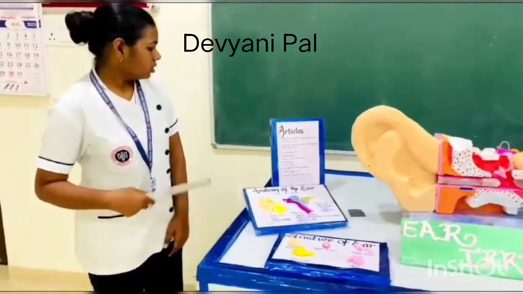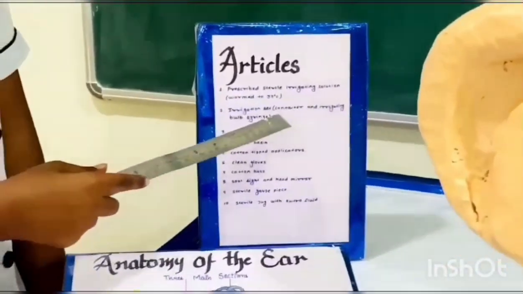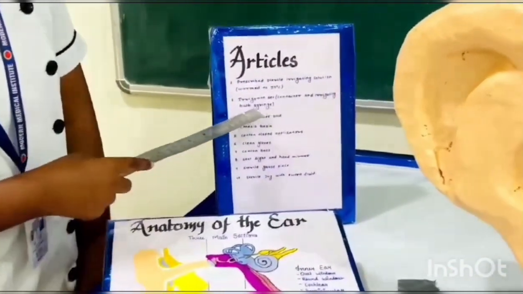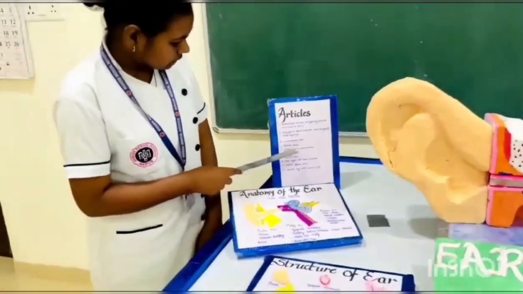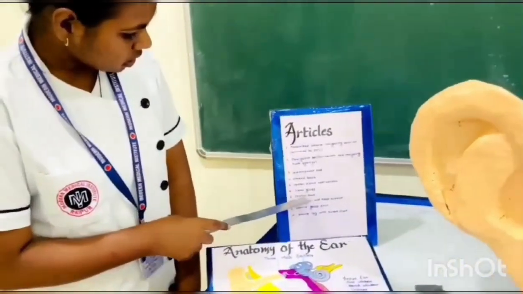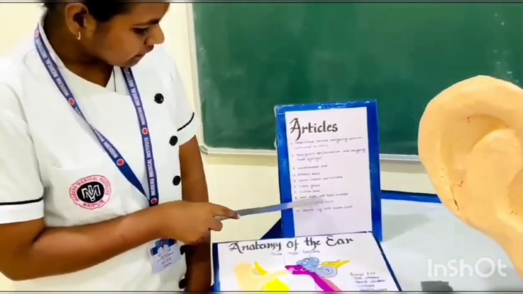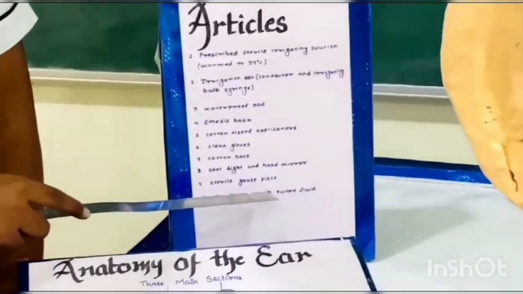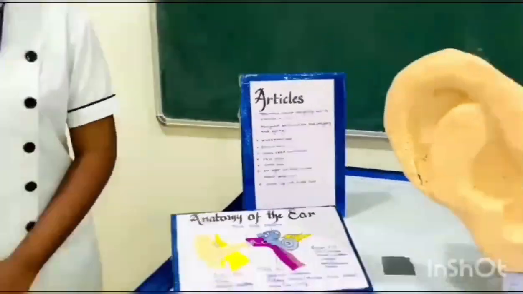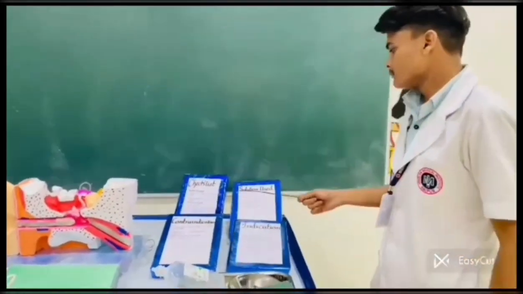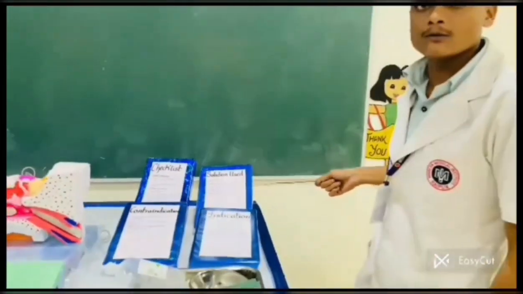Articles for ear irrigation: prescribed sterile irrigation solution warmed to 37 degrees Celsius, irrigation set, container and irrigation bulb syringe, waterproof pad, emesis basin, cotton tipped applicator, clean gloves, cotton balls, spotlight and head mirror, sterile gauze piece, sterile jug with extra fluid. Solutions used in ear irrigation: boric acid, sodium bicarbonate, normal saline, hydrogen peroxide, sterile water.